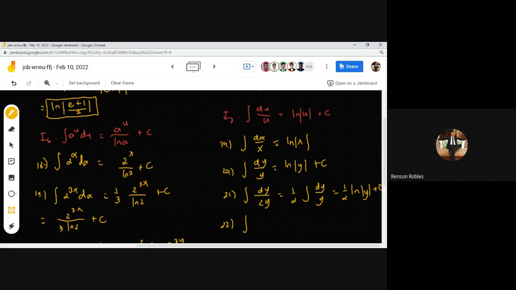What if, sir, nasa ibabaw? You just do the same. You throw it out, then what is left is integral of dy over y, and that's 2 ln of y plus c.